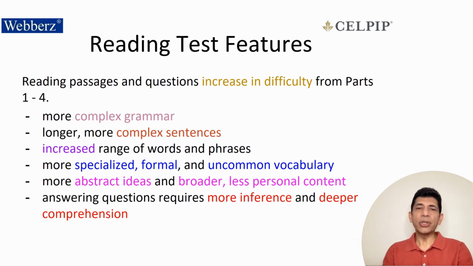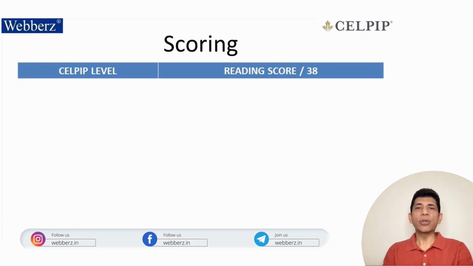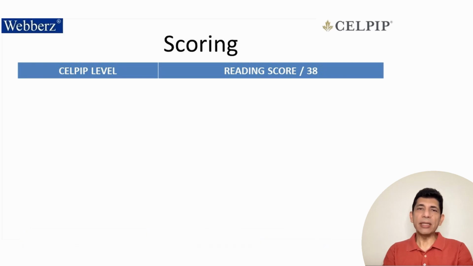Answering questions requires more inference and deeper comprehension, which means if you do not understand, you will not be able to answer questions in part 3 and part 4. Let's talk about scoring now. The total score is out of 38, and the Celpip levels are defined out of 12. 10, 11, and 12 would mean a reading score of 33 to 38.